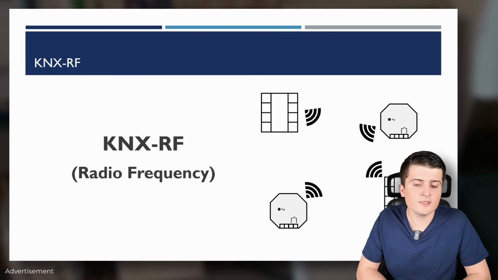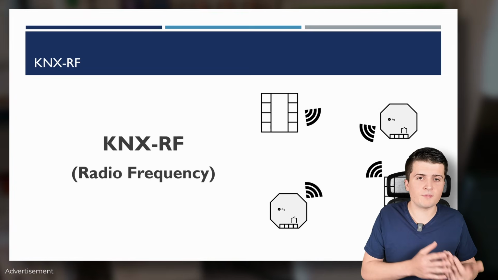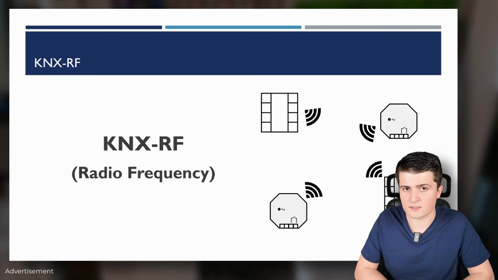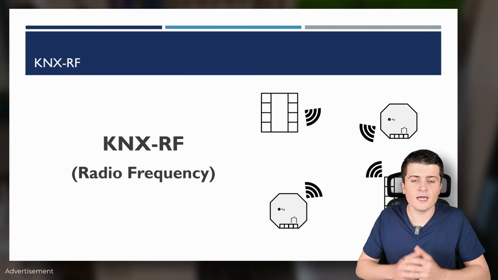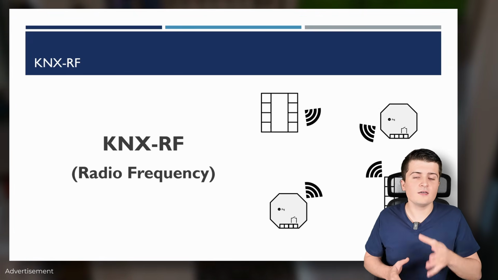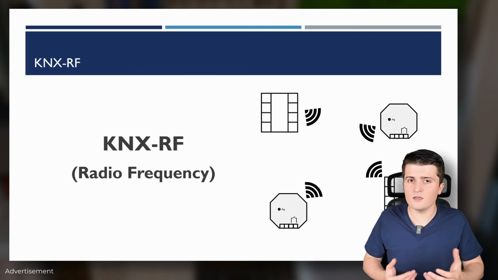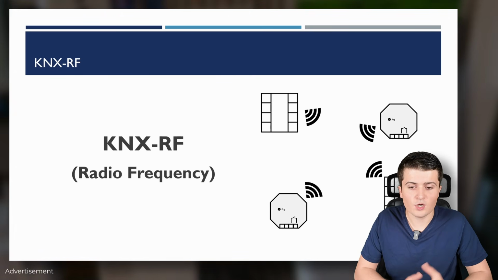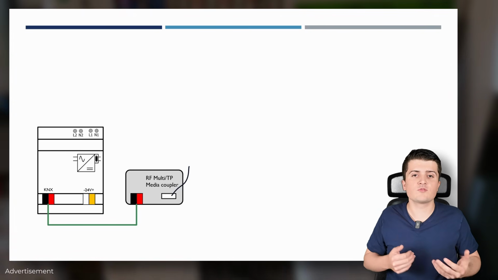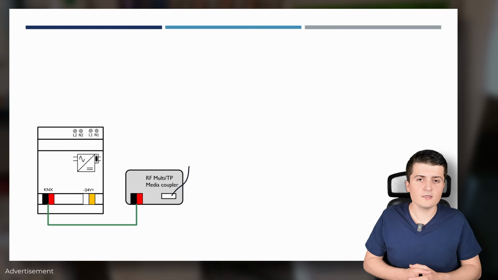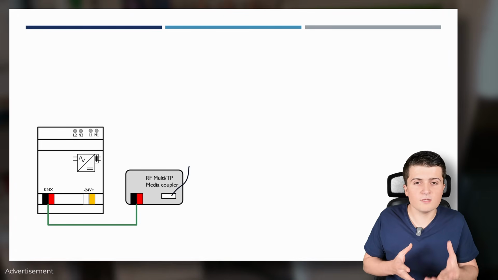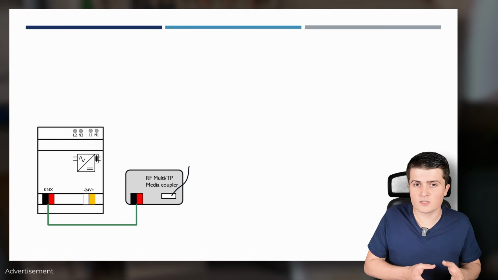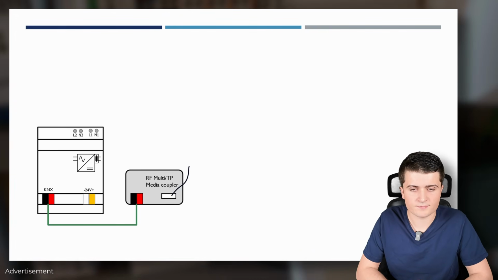So a typical setup is a combination of both a twisted pair installation and then in addition to that some KNX RF devices. So typically you have your normal KNX twisted pair installation, and then on the spots where you can't install a KNX twisted pair wire, you will use then KNX RF devices. What you'll need therefore is a KNX twisted pair to RF coupler, so a device that translates the KNX RF telegrams into KNX twisted pair telegrams and vice versa.